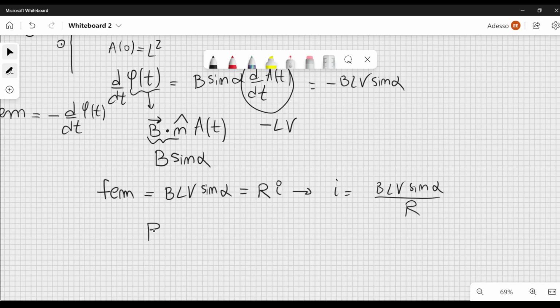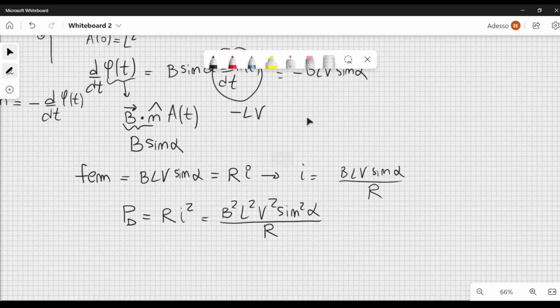And from here we can calculate the energy per unit time that we lose, that I will call PD. So it stands for dissipated power. So it's energy per unit time that we lose. And this is equal to, thanks to the Joule effect, R times I squared, so the resistance multiplied by the square of the current. So it is B squared L squared V squared sine squared alpha divided by R. And you can see that if we did not extract the coil from the field, this velocity would be zero, and therefore we would not dissipate any energy per unit time.